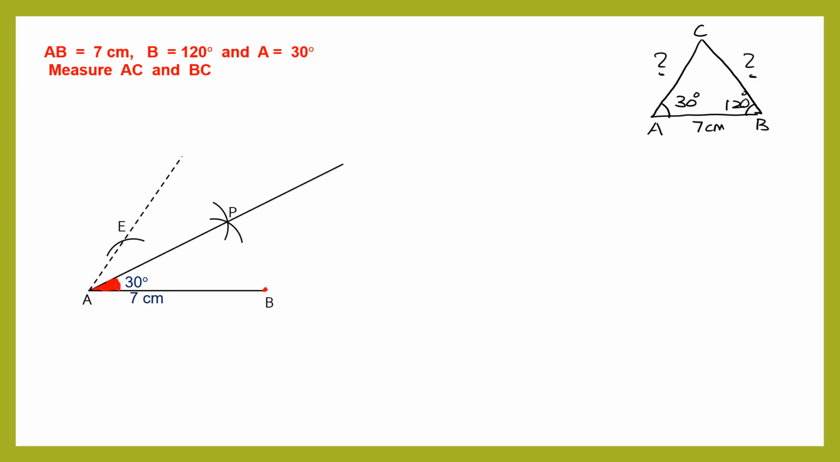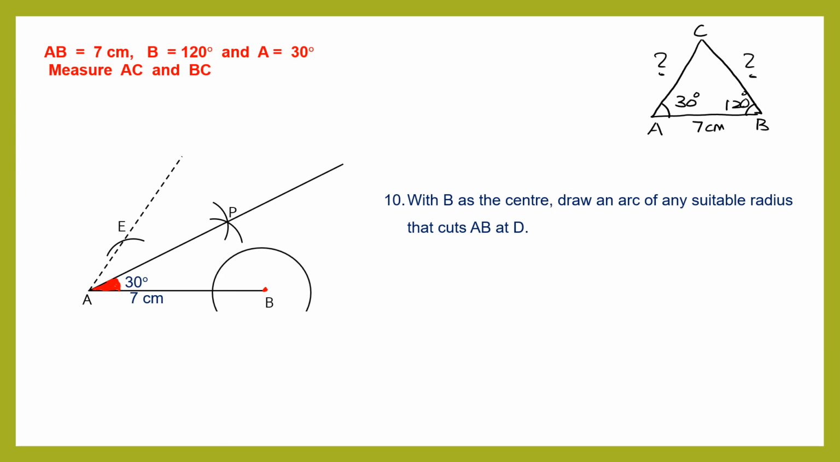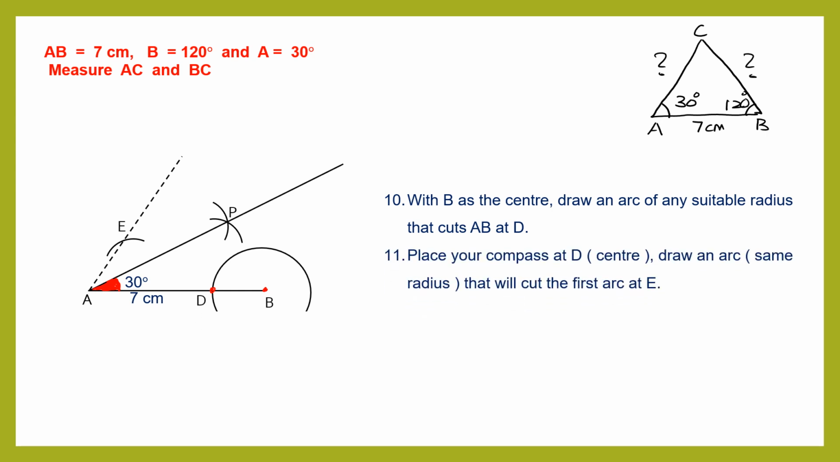So now we're going to begin the construction of 120 degrees at B. With B as the center, draw an arc of any suitable radius that cuts AB. So we've got an arc here and that is cutting the line AB at a particular point called D. Place your compass at D now and draw an arc that will cut the first arc at a point E. So it's cutting here now and we're going to name it E.